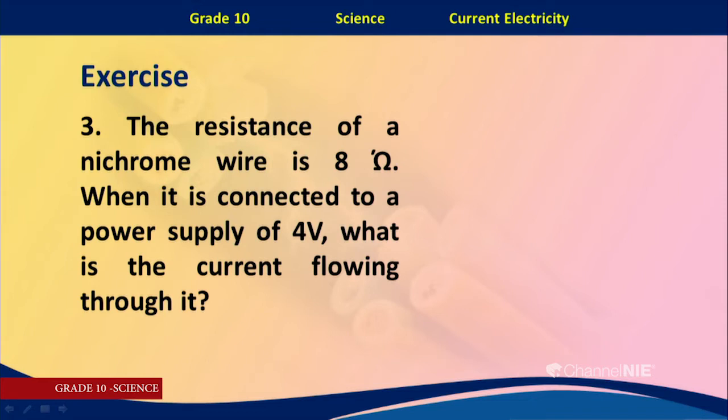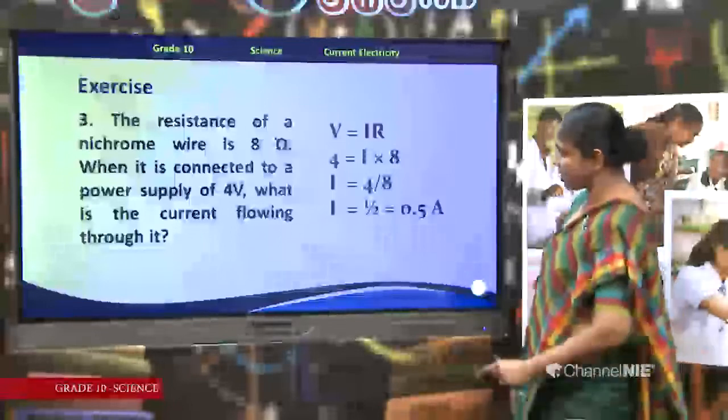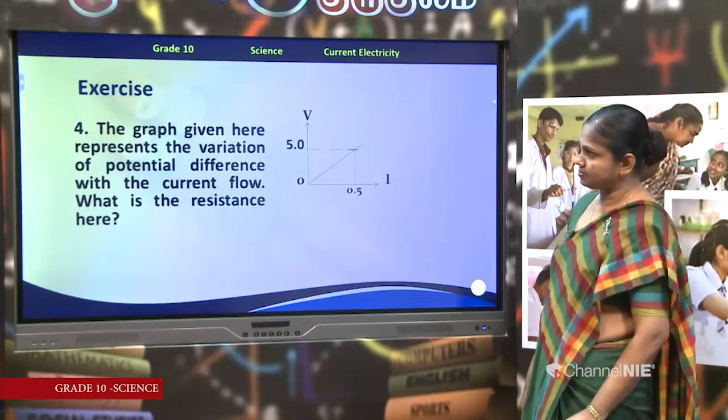Here too, we can use the same equation. See, V equals IR, and resistance is 8 ohm and potential difference is 4V. What is the unknown factor? I. Then I can be isolated like this, 4 over 8, that is 1 over 2, half. Half equals 0.5 amperes. Okay, children. Then move to the next question.